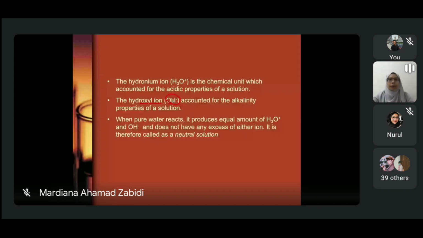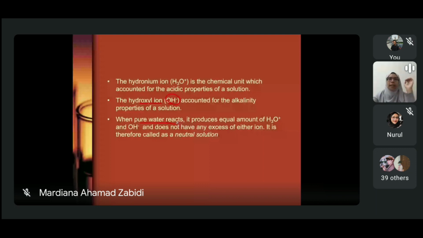And when pure water reacts, it produces an equal amount of hydronium ion, this one H3O, as well as hydroxyl ion. It will not have any excess of either ion. So that's why it is known as a neutral solution and the pH is supposed to be at pH 7.